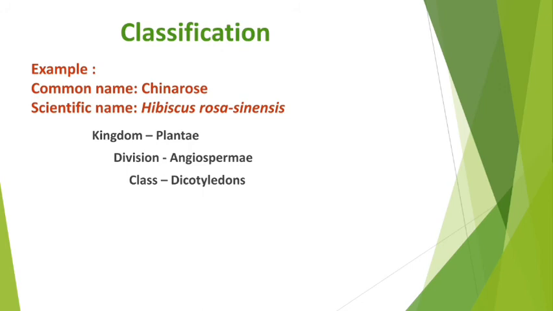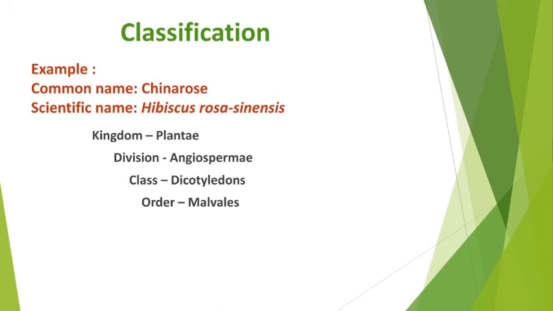So don't be confused, and don't worry, we will study all these things in detail in the plant kingdom chapter. But for now, just keep in mind this classification. So China rose: kingdom is Plantae, division is Angiospermia, class is Dicotyledonae. Then after class, what will we write? Order. The order of China rose is Malvales.